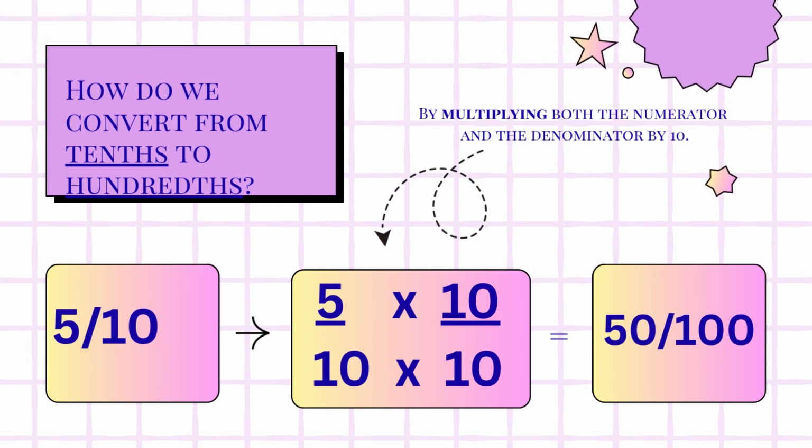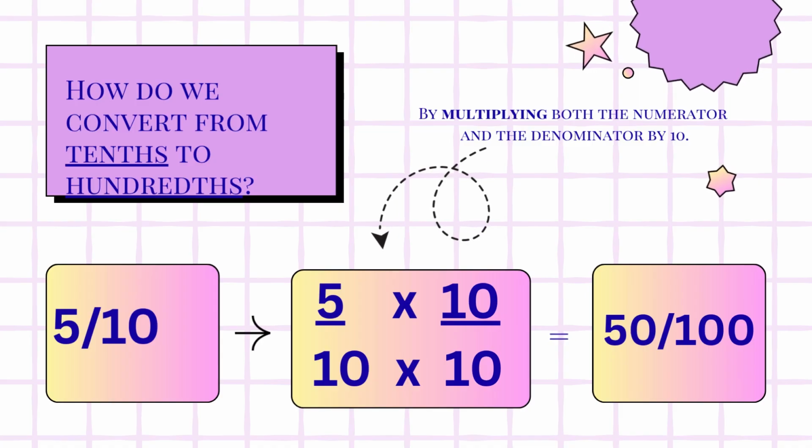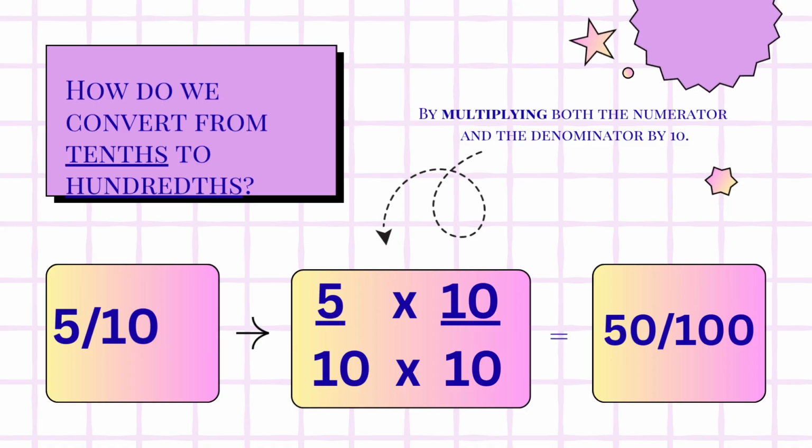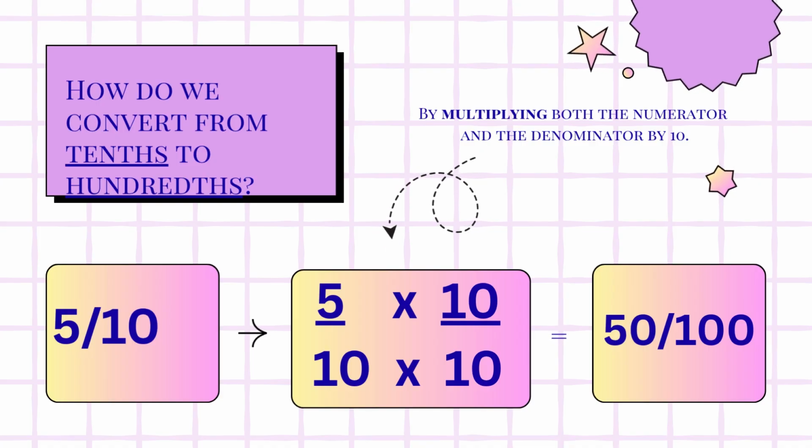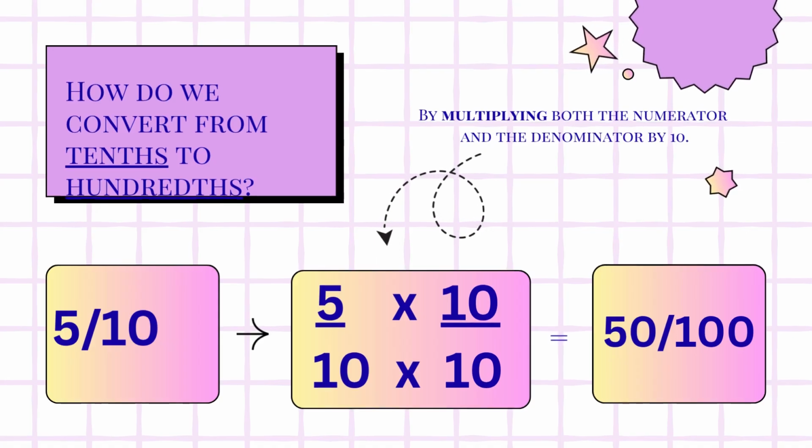Converting between tenths and hundredths is a skill you'll use frequently. When you want to convert from tenths to hundredths, you multiply both the numerator and denominator by 10. For instance, if you have 5/10 and want to express it as hundredths, you multiply both numbers by 10, giving you 50/100. This makes sense because there are 10 hundredths in each tenth. So 5/10 equals 50 hundredths.